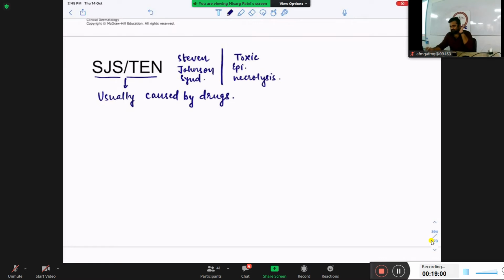But remember, they commonly use the short forms of these, so you should know. I have seen directly in examinations they write SJS or TEN. It is commonly caused by drugs. Which drugs? Anti-epileptics. The one which commonly can cause it is lamotrigine. Sometimes NSAIDs and sulfa drugs.